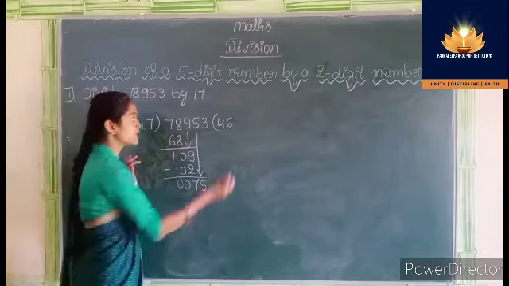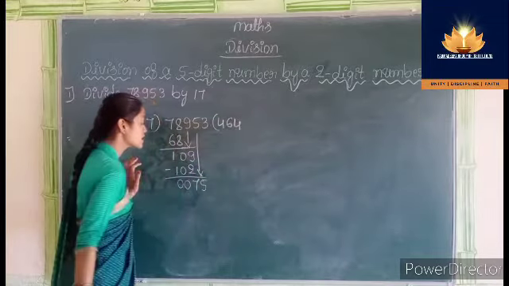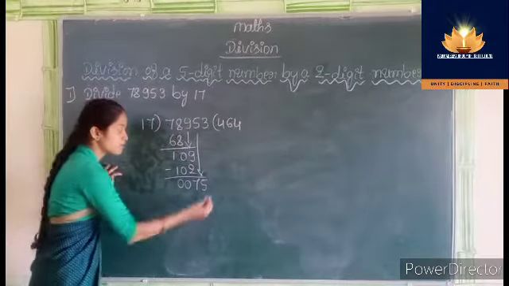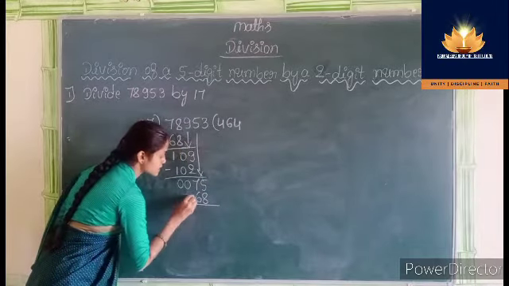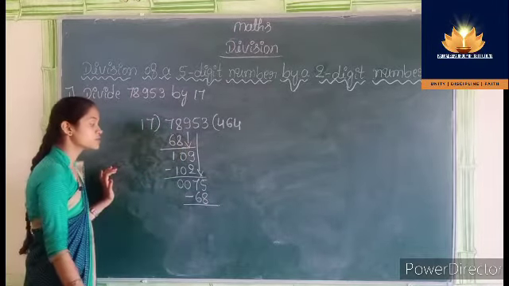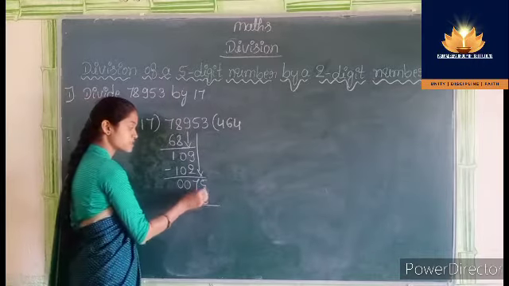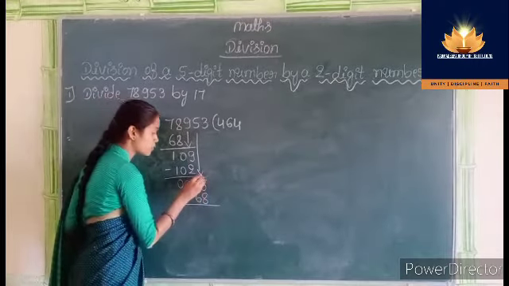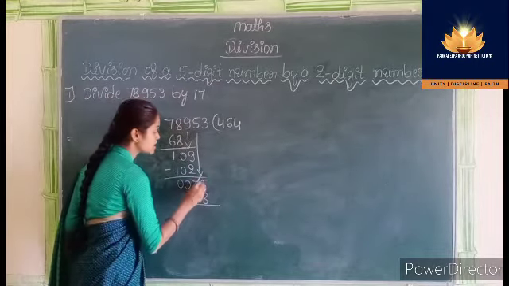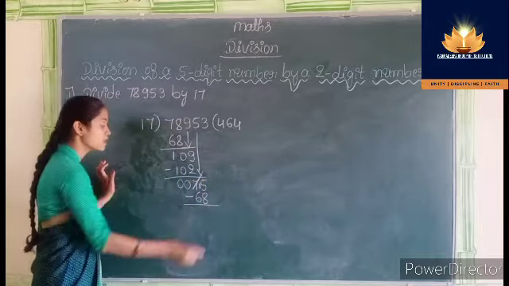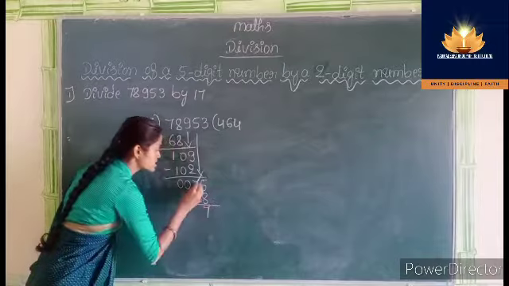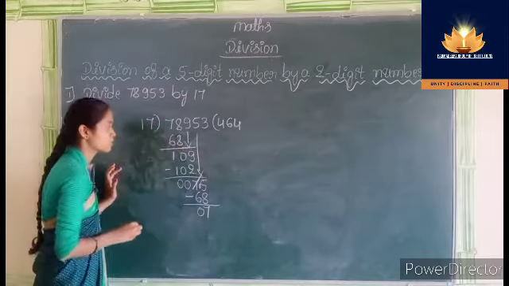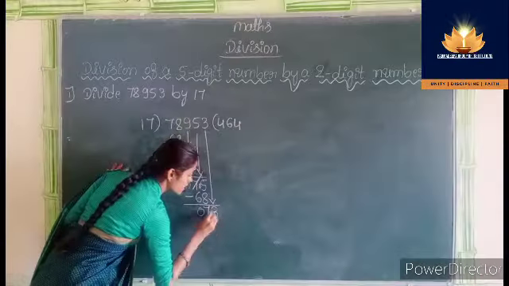4 should be written in quotient place. Then write 68 below this 75. Subtract 68 from this 75. So we cannot subtract 8 from this 5. That's why we have to borrow 1 from this 7 tens. Here we have 15. 15 minus 8, that is 7. 6 minus 6, 0. Now bring down this 3.